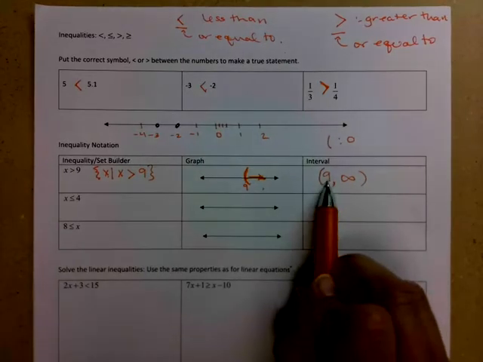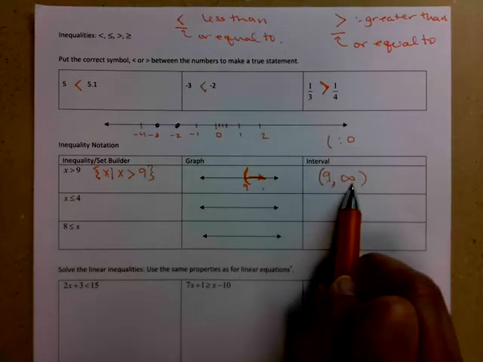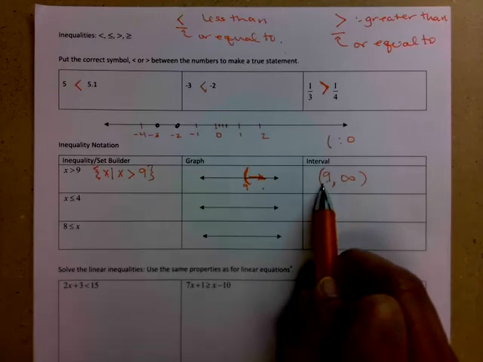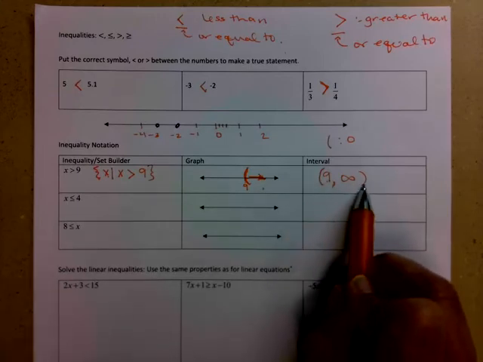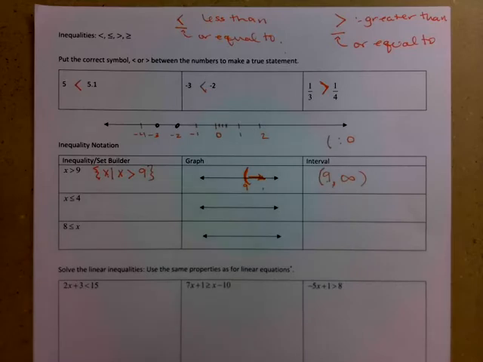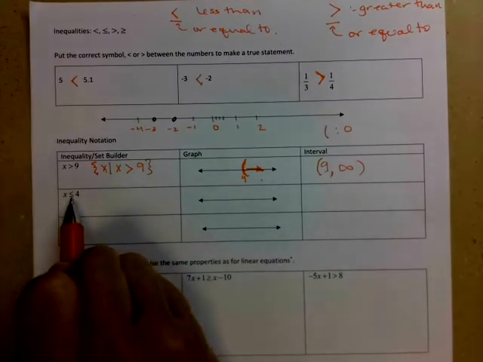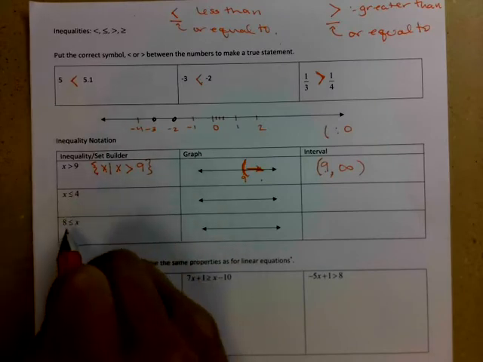Okay, so smallest number, comma, largest number. And if the number is not included, we do the parenthesis. Infinity is an idea. It's not actually a number, so it always gets the parenthesis. Okay, next one. x is less than or equal to 4.